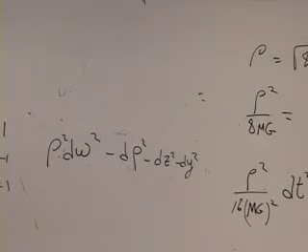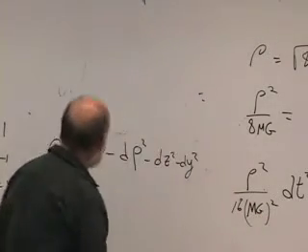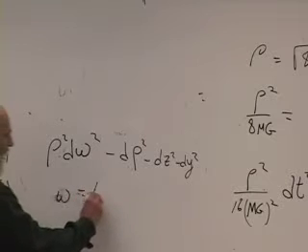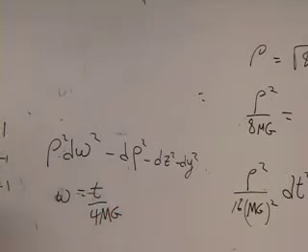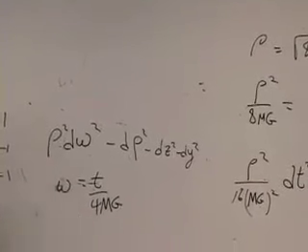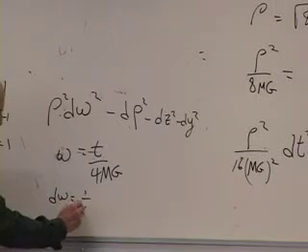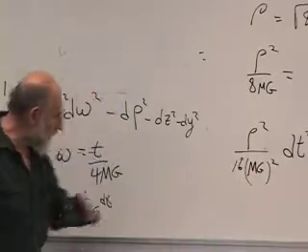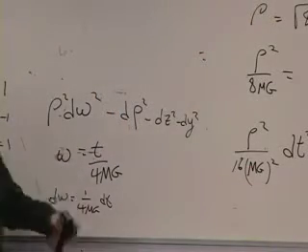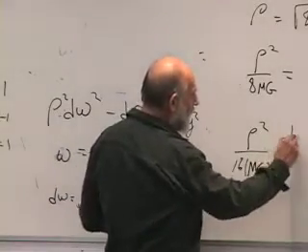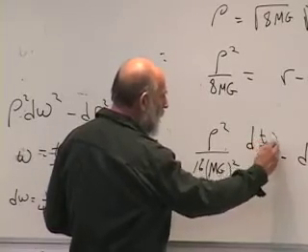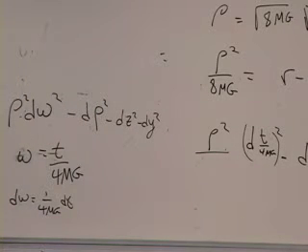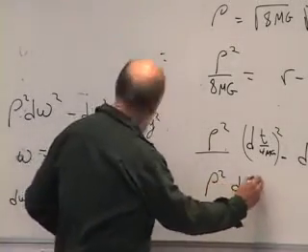Okay. But now there's a simple thing we can do. We can just make another change of variables. Namely, let omega equal t over 4mg. Let's just do d omega. d omega is equal to 1 over 4mg dt. And guess what? d omega squared is just dt squared over 16 m squared g squared. So I just look at this and I say, oh my goodness, this is nothing but dt over 4mg, squared. And so all I have to do is change variables from t to omega. And this becomes rho squared d omega squared, and so on, the same thing as this here.